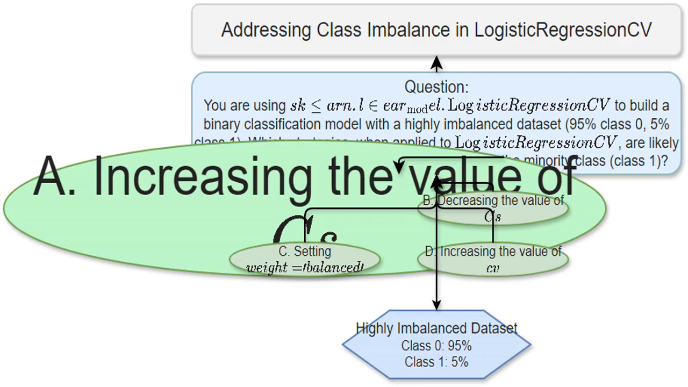Cs controls the regularization strength. A smaller C value means more regularization, forcing the model to be simpler. With a highly imbalanced dataset, a simpler model is less likely to overfit to the majority class and therefore will be better at identifying the minority class. It's like preventing my model from paying too much attention to the abundant majority class.